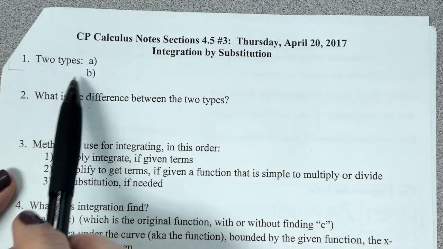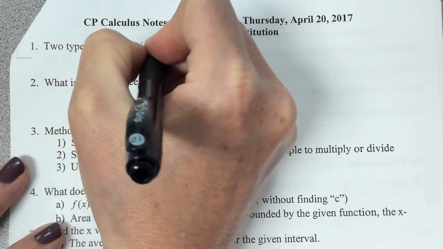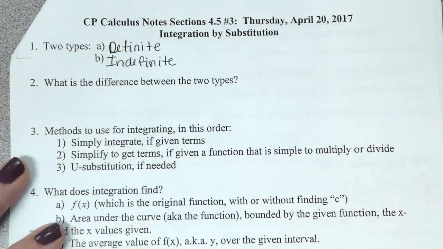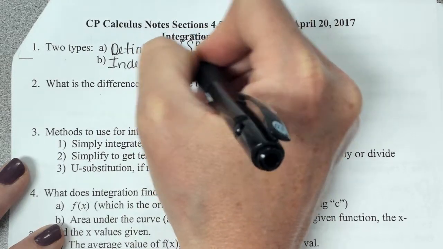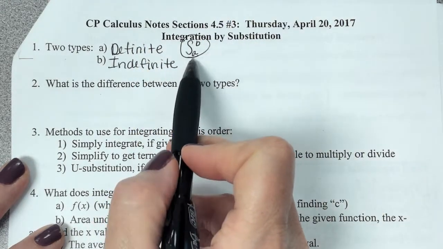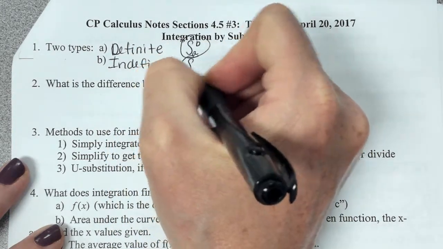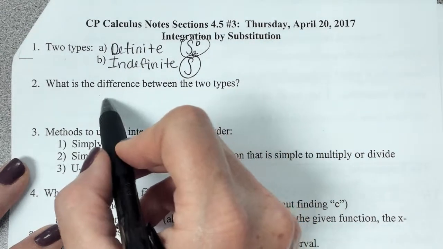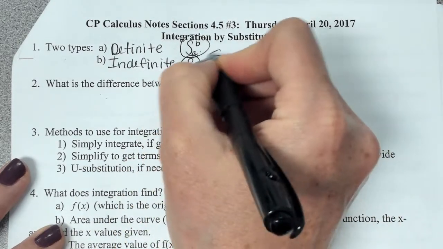There are two types of integration, guys. Two types. Definite and indefinite. Definite is the type when we have numbers here. See, definite is the type when the integrand has these numbers on it. Indefinite is when we have the integral, but there are no numbers on it. Well, I just told you the difference. One has the numbers, one does not have the numbers.